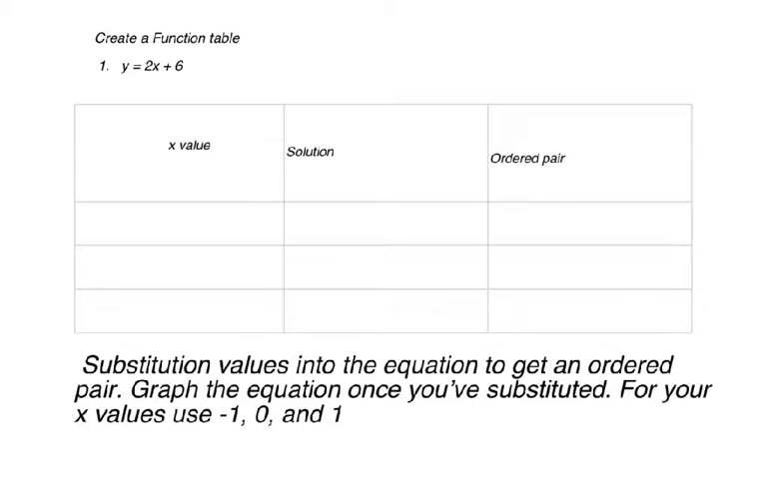All right, so here, this is slightly different. Now, the solution is the same thing as our y value, or our output. We have our rule up here, and then down here it says substitute values into the equation to get an ordered pair. Graph the equation once you've substituted. For your values, use -1, 0, 1. So these here are input values. So I'm going to line them up right here, and we're going to get the y value.